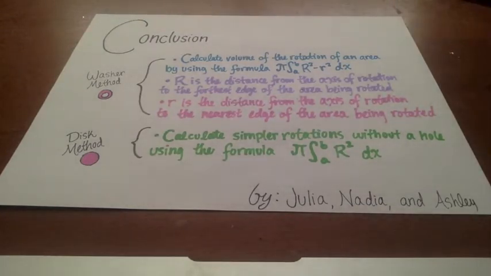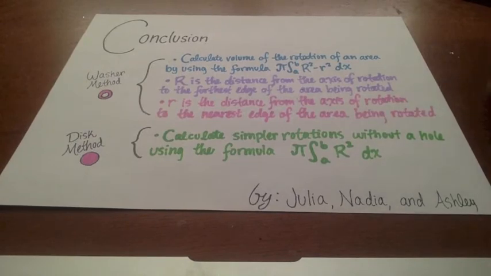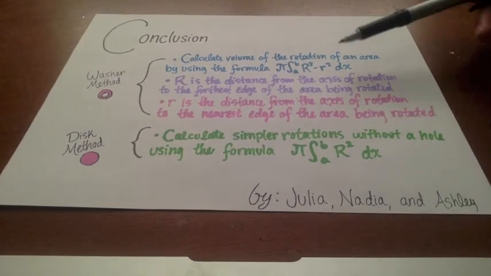And in the disk method, we'll calculate the simpler rotations without a hole using the formula pi, integral from a to b, of big R squared dx. Since there's no hole, we don't need the little r squared.